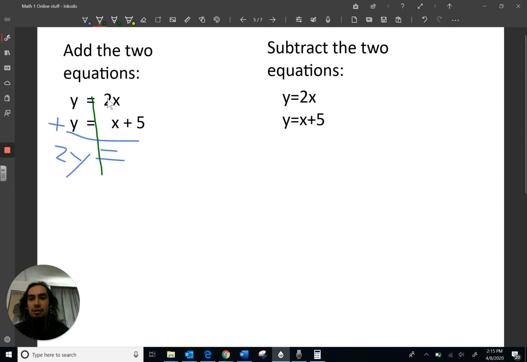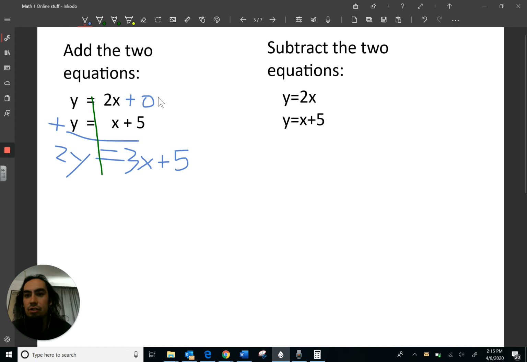If I have 2x and another x, and I add those up, well, 2x plus 1 more x, that's going to give me 3x. All right. And then plus 5. There's nothing here. Well, there is something. It's an invisible plus 0. So what's 0 plus 5? Okay, well, 0 plus 5 is 5. Positive 5, right? So I'm going to make it positive 5. 2y equals 3x plus 5.